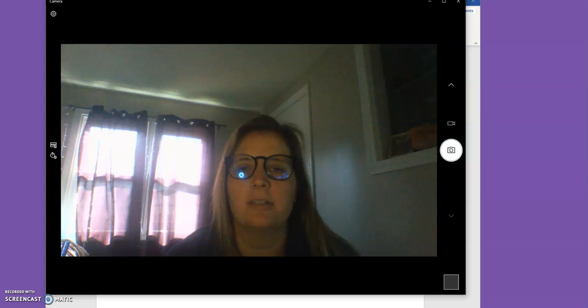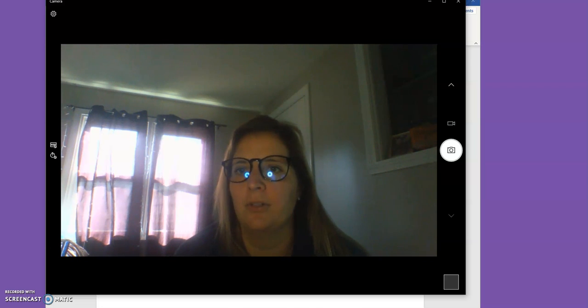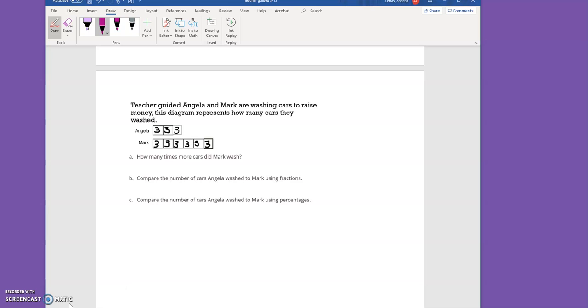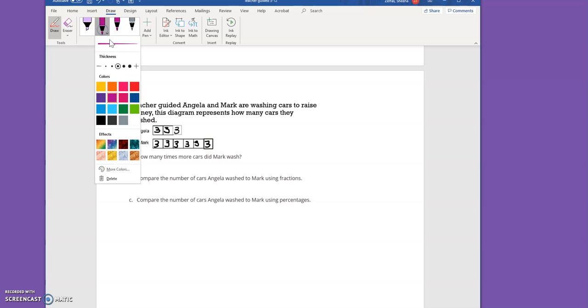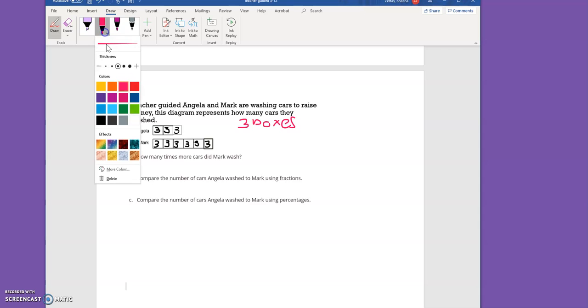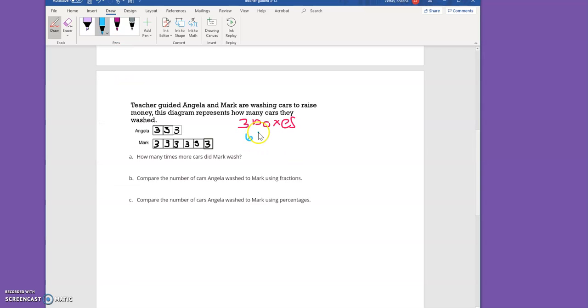In this next example, we're going to see how we can use a diagram for 2 different people to compare and write the comparison as a percent. We can ignore the number inside the box to start. I want to figure out how many more times cars Mark washed. So I'm just going to count how many total boxes I have. Angela has 3 boxes, and Mark has 1, 2, 3, 4, 5, 6 boxes.